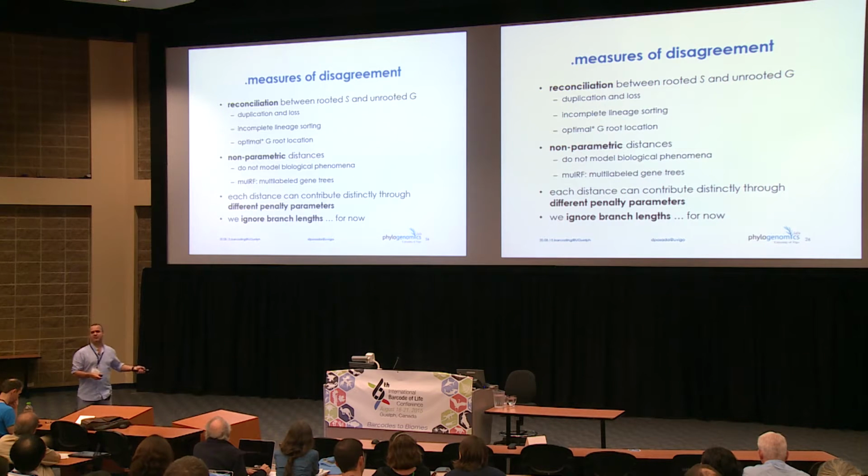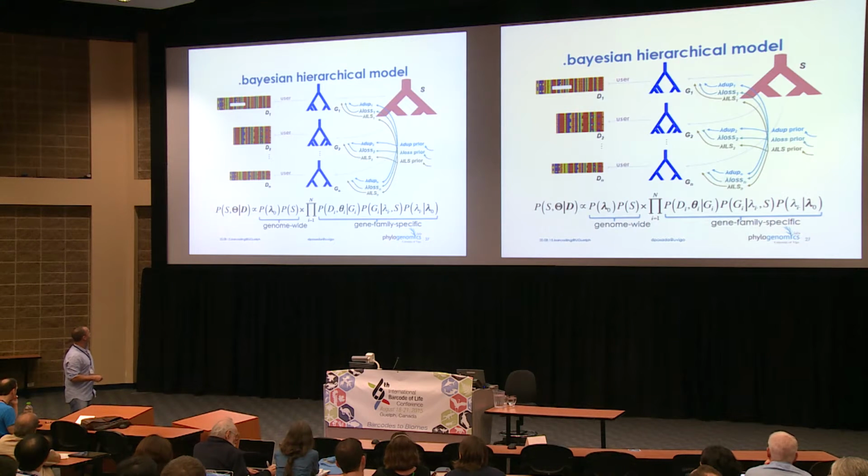I'm not going to explain this. This is the multi-type Robinson-Foulds distance, but we try to model noise there. Each distance can have a different weight. So for some genes, maybe gene duplication and loss distances are more important. For others, it's incomplete lineage sorting, and so on. We ignore branch lengths for now. So it's something like this.